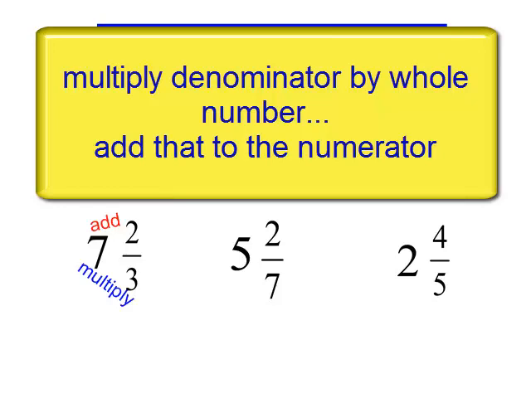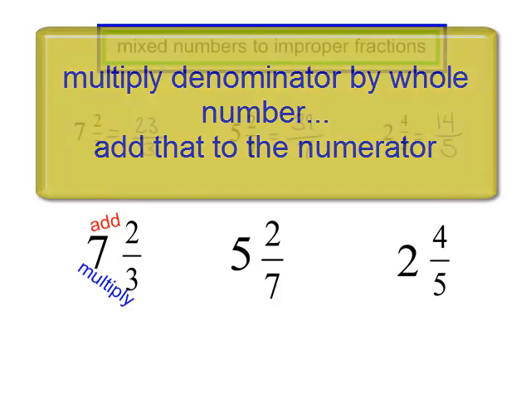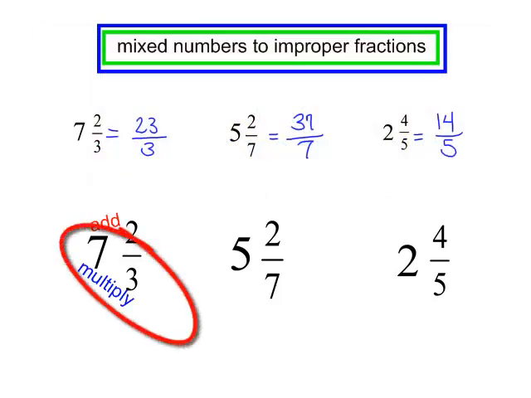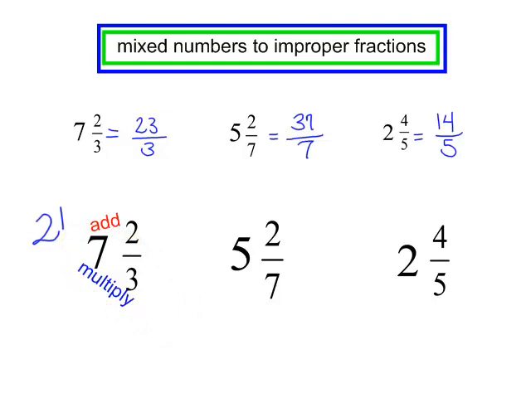Let's see if this works. If I have 3 times 7, I will get 21. And then you take 21, add that to the numerator, 21 plus 2, and yes, I do get 23. And I keep that same denominator. My denominator was 3. It is still 3. See if it works for the other 2 problems.